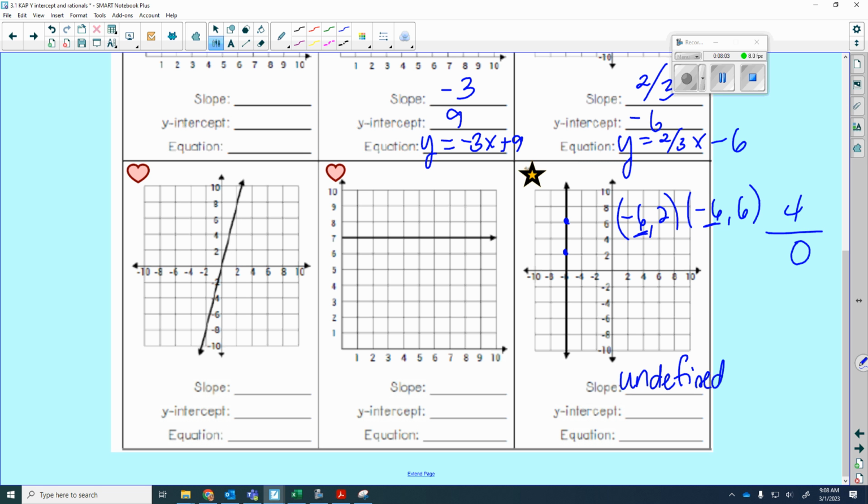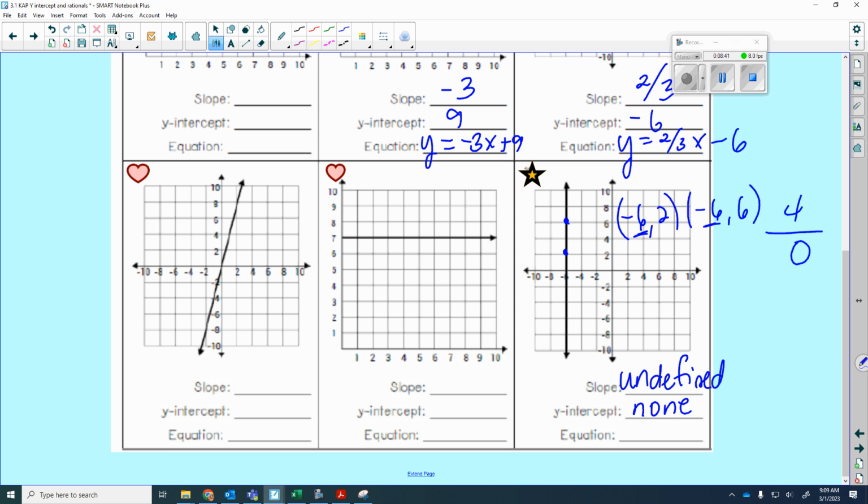Tell me about the y-intercept on this one. There isn't one. It never crosses the y-axis, so you just put none. Okay, but we still can write an equation for this line. Y equals undefined x? No, because remember, when you look at the equation, the equation tells you where to put it. For example, if this line wasn't there and I knew what the equation was, I should be able to plot it. So it's got to be something, right?